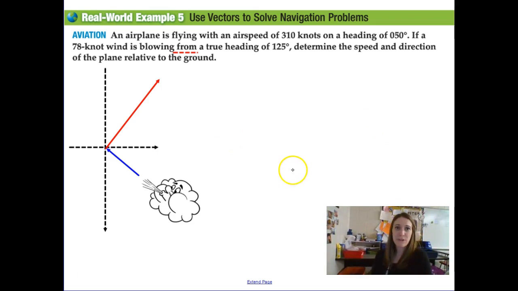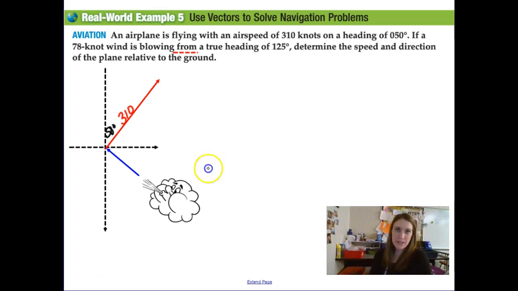So, we have an airplane that's flying at an airspeed of 310 knots. We can label that on the picture at a heading of 50 degrees. So they gave a true bearing of 50 degrees. Right here is 50 degrees, and this is not 50. This is 310 knots for a magnitude. I should probably label this as 50 degrees though.